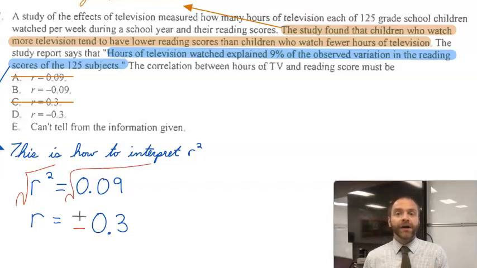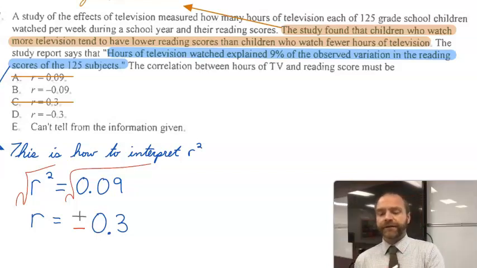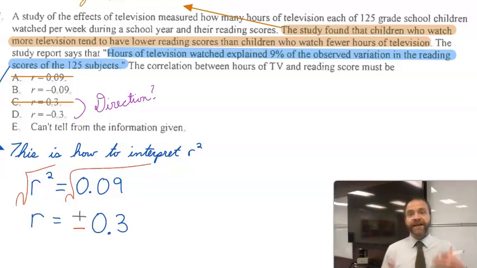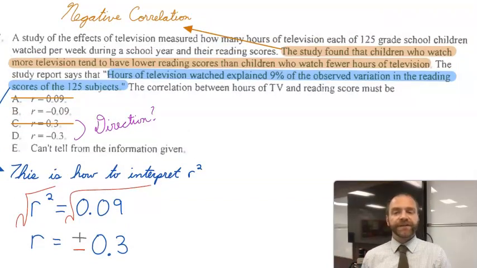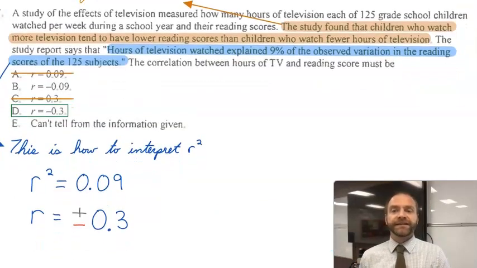And notice how choice C was positive 0.3 and choice D is negative 0.3. And so there's that trick. These options test whether you understand what direction the relationship is. Does it have a positive or a negative correlation? In this case, it had a negative correlation, which means our answer is going to be D.